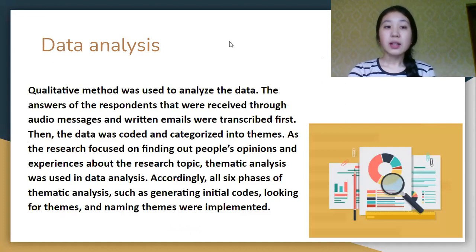Talking about the data analysis, qualitative method was used to analyze the data. The answers of the respondents that were received through audio messages and written emails were transcribed first, then the data was coded and categorized into themes. As the research focused on finding out people's opinions and experiences about the research topic, thematic analysis was used in data analysis. Accordingly, all 6 phases of thematic analysis, such as generating initial codes, looking for themes, and naming themes, were implemented.